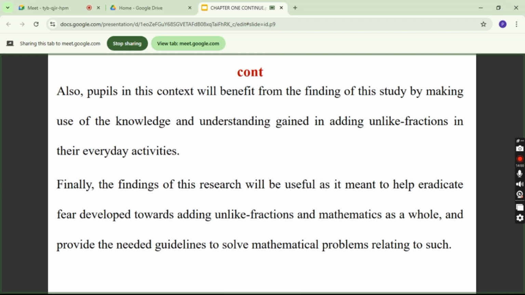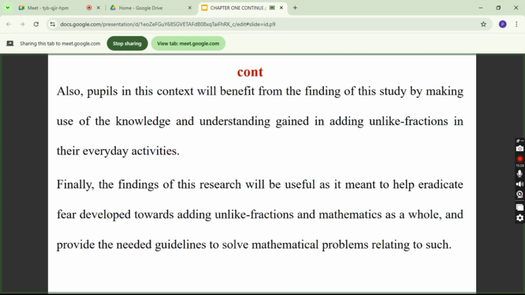So I am pointing out that if they use online fraction in everyday activities, it will help them get knowledge of the topic they are studying. Finally, the findings of this research will be useful as it's meant to help eradicate fear developed towards adding online fraction in mathematics as a whole and provide the needed guidelines to solve mathematical problems relating to such. So with this one, I am trying to point out the meaning, the importance of using paper folding, unlike fraction in mathematics.